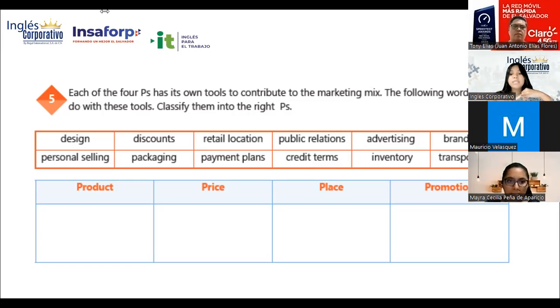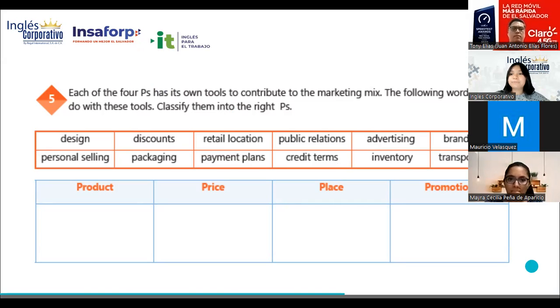For place, we have retail. Oh, sorry. Payment plans? Credit terms. Okay. And for place, retail location, transportation and inventory. Okay. And for promotion, we have advertising, public relations, and personal selling. Okay. Thank you so much. Okay, perfect. All right, let's go.